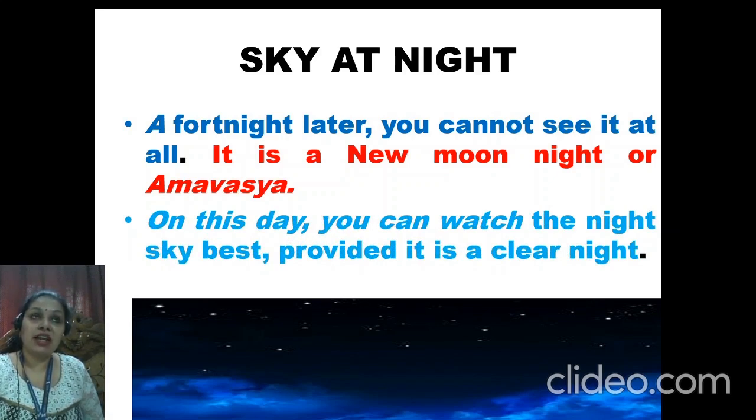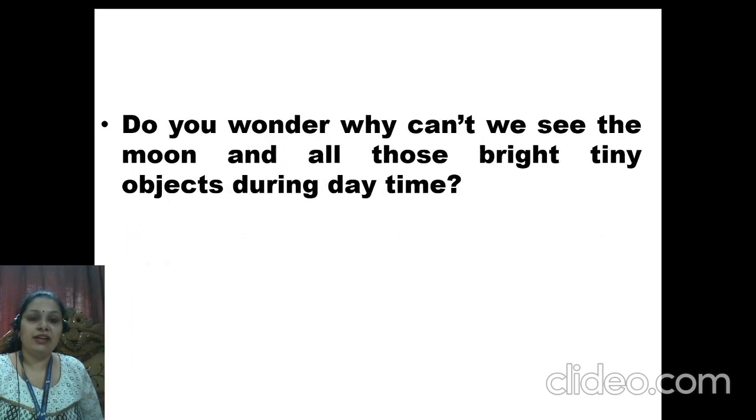You can see the sky clearly because the moon is not there, moonlight is not there, and all the tiny dot-like objects you can see very clearly, and the night looks very clear. Do you wonder why we cannot see the moon and all those bright tiny objects during the day? You might be thinking, why can we not see those objects in the morning, in the daytime, which were twinkling at night?